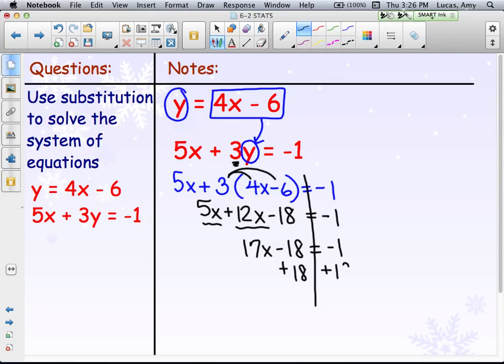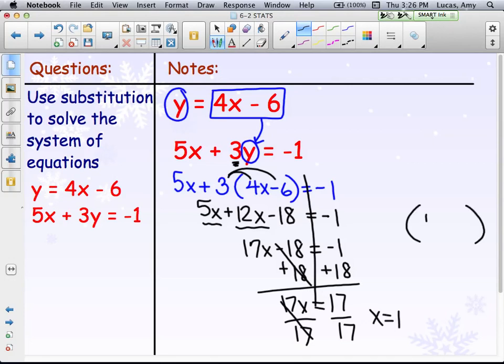Add 18 on both sides. 17x equals 17. And if I divide by 17, x equals 1. So, for my ordered pair, my x coordinate is 1.